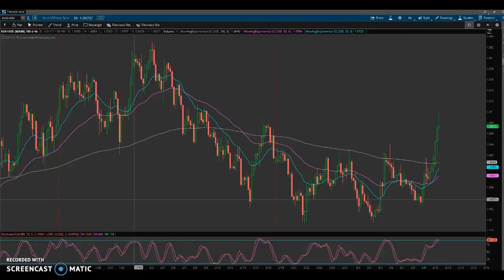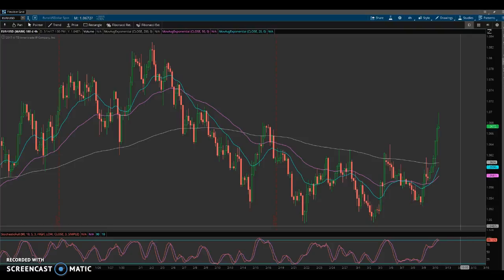Hey everyone, I'm just going to do a quick trade recap on the euro dollar that I entered last night and exited this morning shortly after the NFP announcement. So the first thing I want to start with is a little bit of pre-analysis I did earlier on in the week.